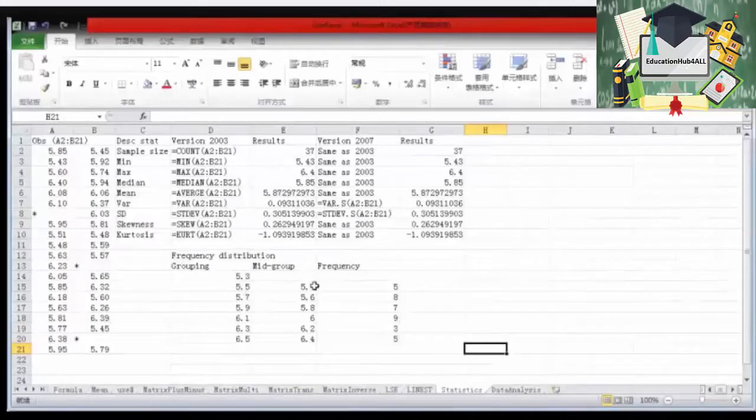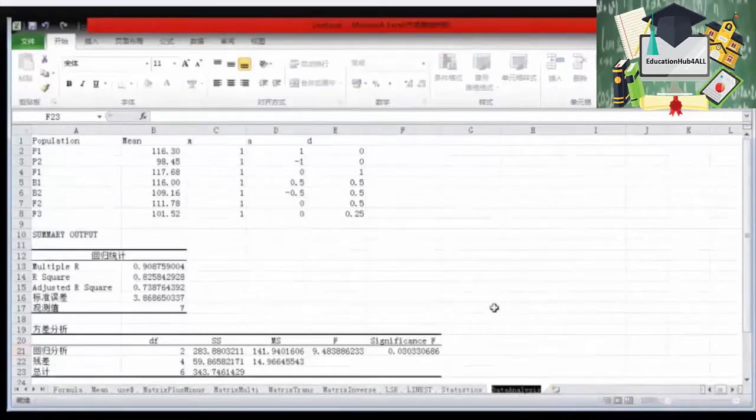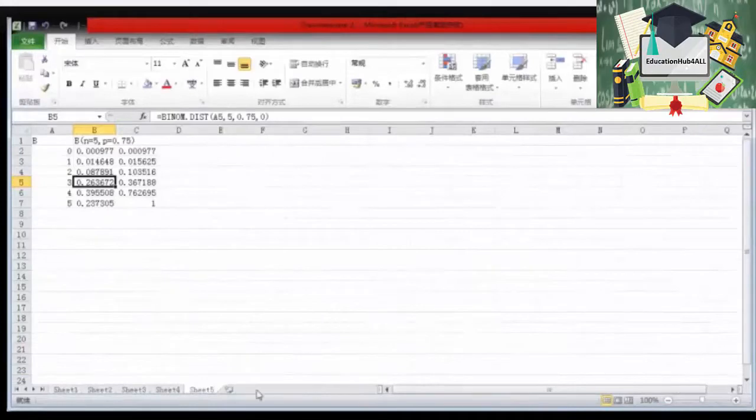Statistics, I think we talked about this last time. Data analysis will come back later. So let's see what else.